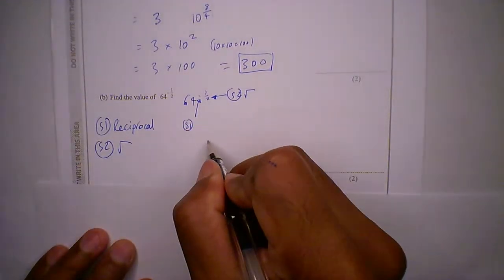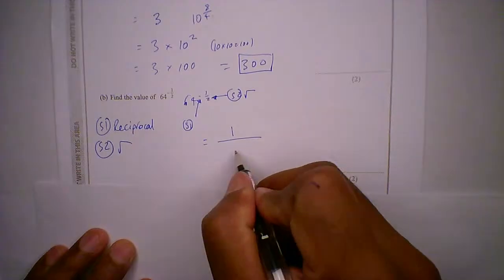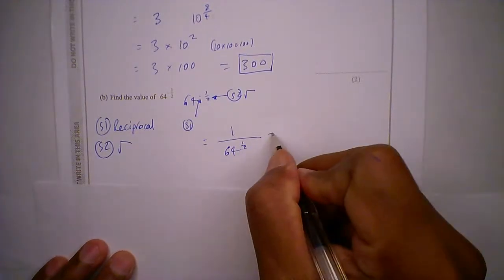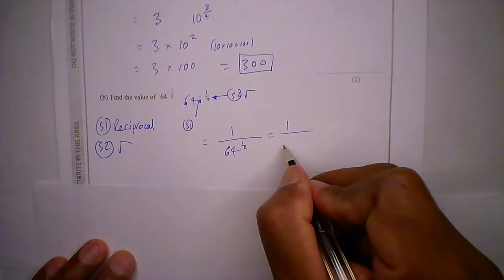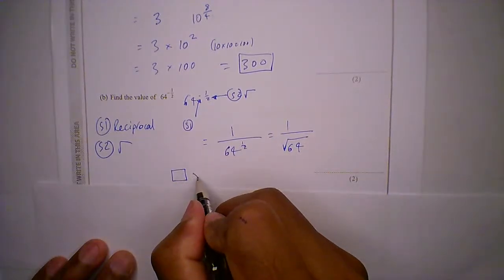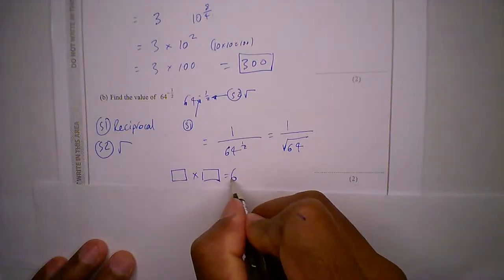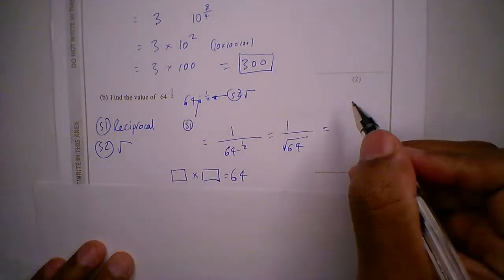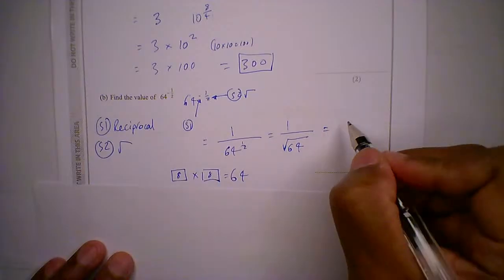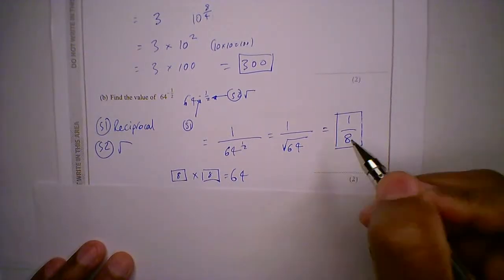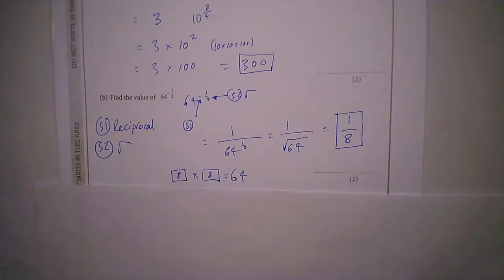Okay, so this is going to be 1 all over 64 to the power half, which is 1 over the square root of 64. What number multiplied by itself gives me 64? It has to be 8. So 8 times 8 gives me 64. So my answer is 1 over 8. Okay, again, another nice 2 marks there.